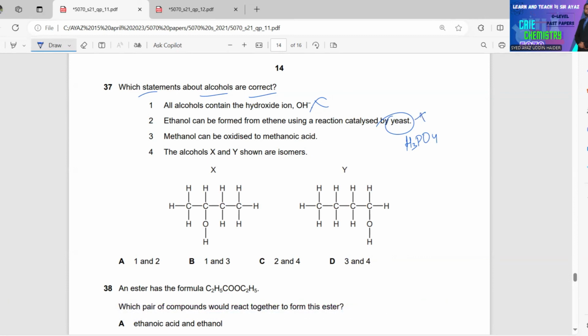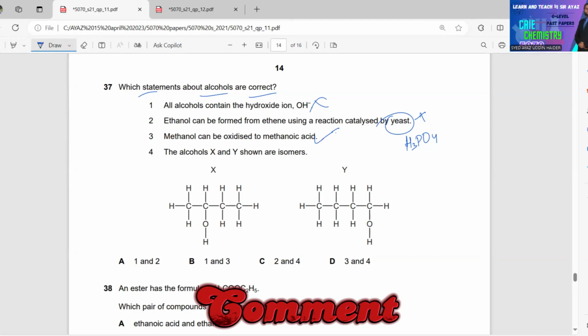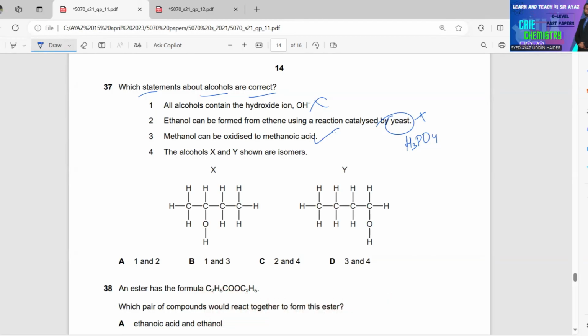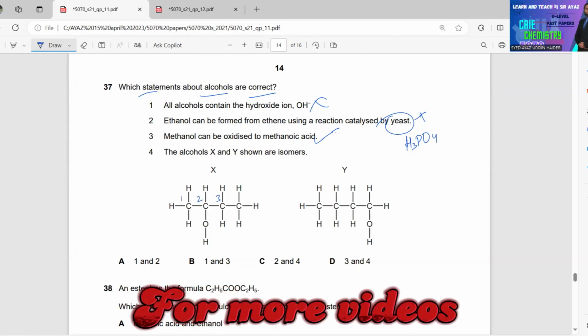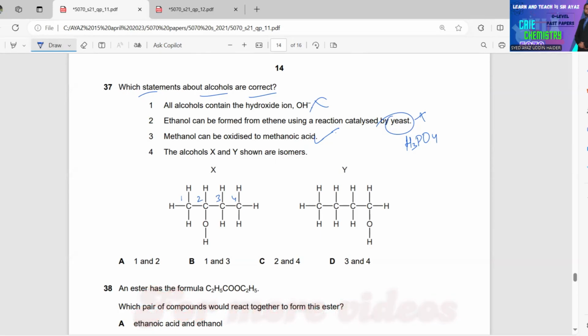3. Methanol can be oxidized to methanoic acid. This is correct. It can be oxidized to methanoic acid. 4. The alcohols X and Y shown are isomers. Now let's check X and Y. In X, we have an OH group, and Y also contains an OH group. In X, it's on the 2nd carbon. In Y, it's on the 1st carbon.